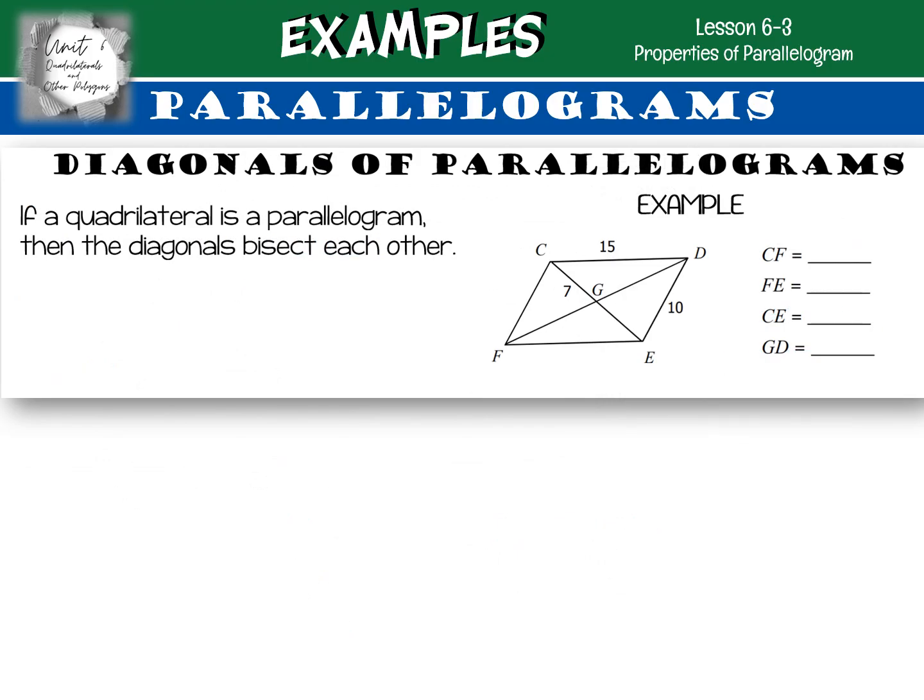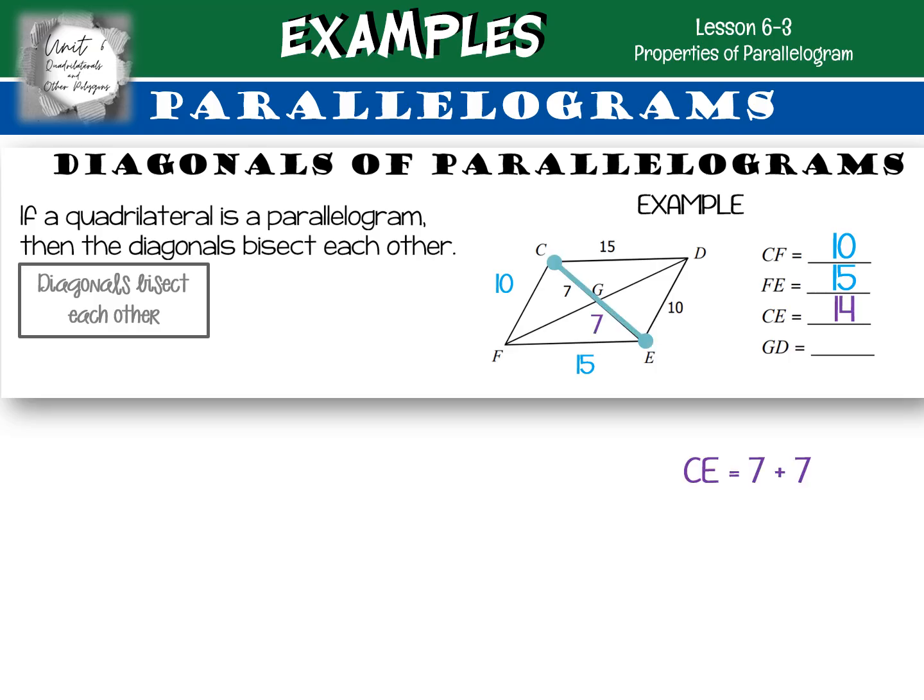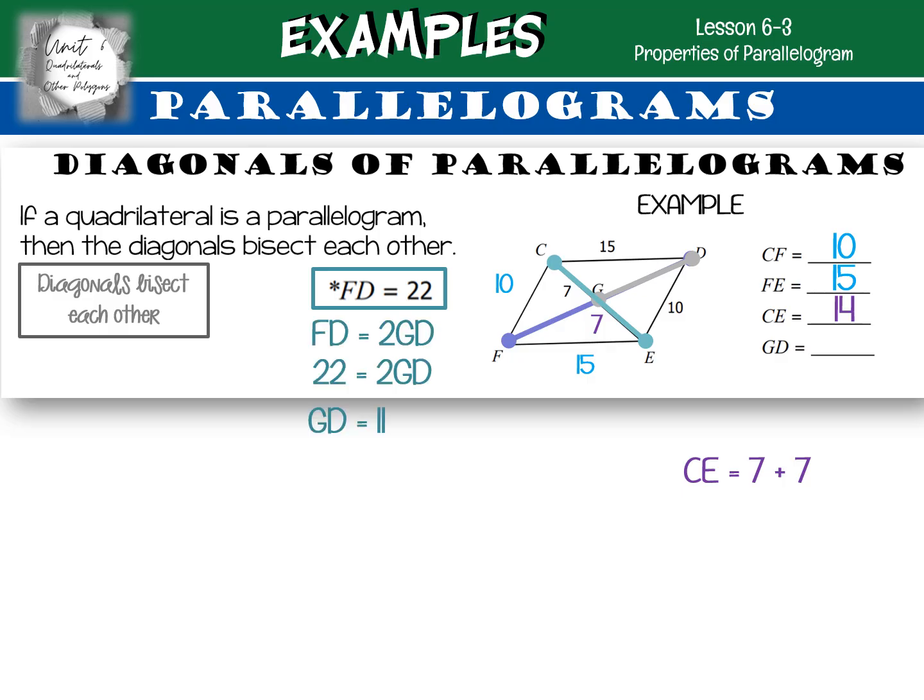Diagonals of parallelograms. Example, if a quadrilateral is a parallelogram, then the diagonals bisect each other. Okay, let's see. So that's 10, that's the opposite side. That's 15, that's an opposite side. CE must be 7 because diagonals bisect each other. And the length of segment GD is, let's see, half of 22 because they told us the length of segment FD is 22. So half of that is 11.